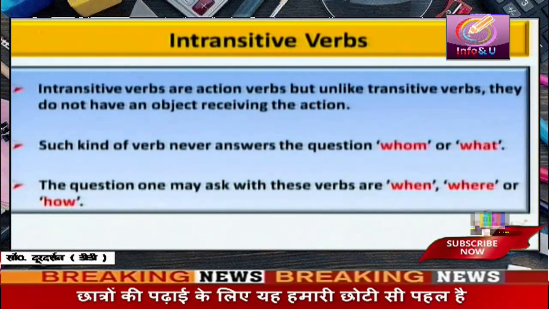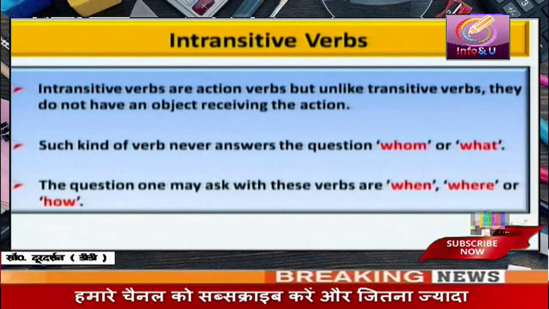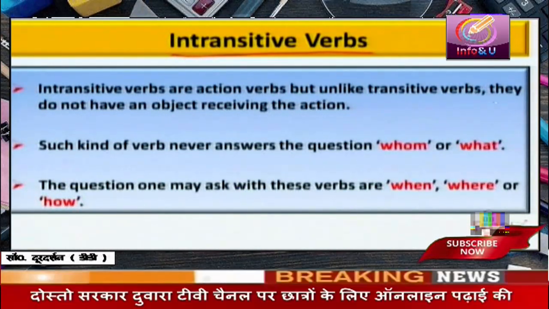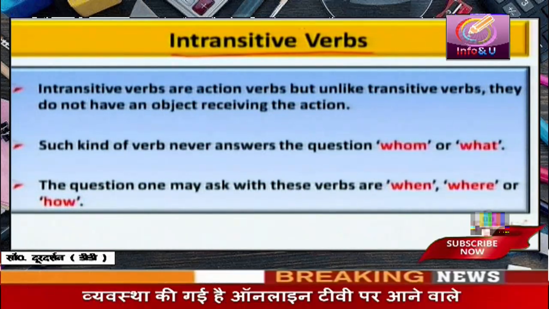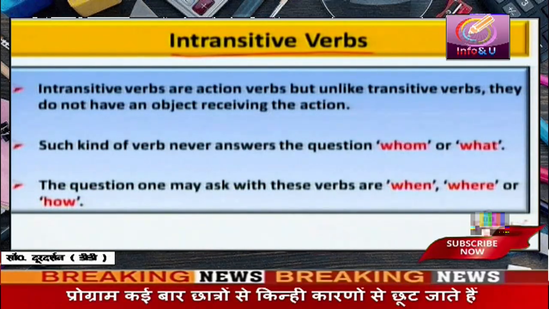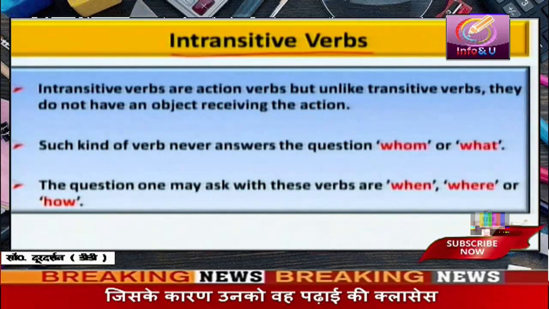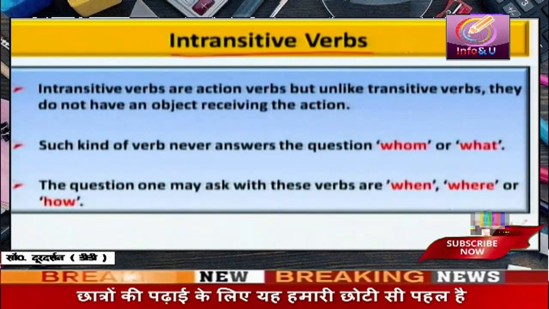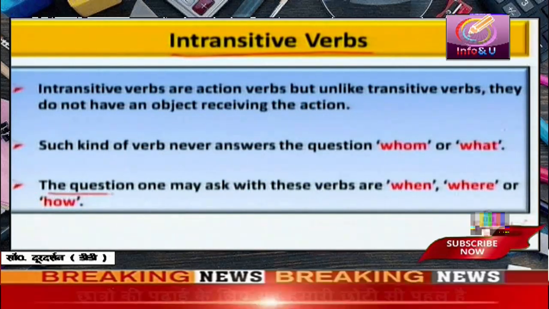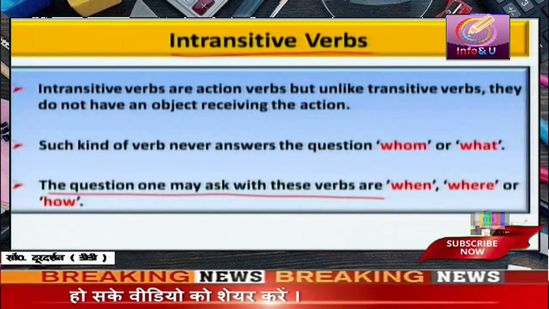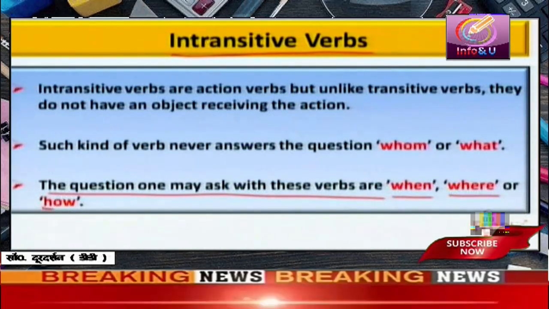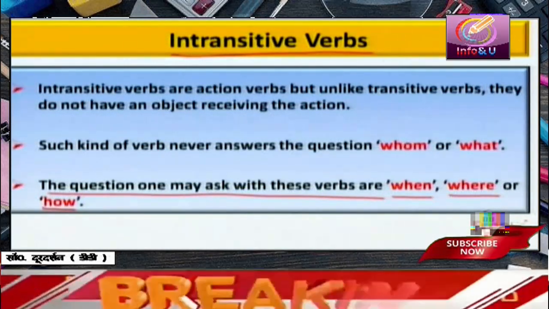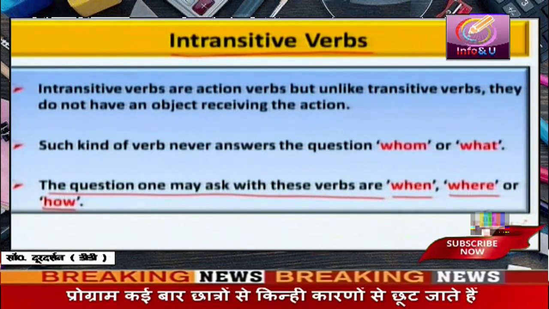Next is intransitive verbs. Intransitive verbs are action verbs, but unlike transitive verbs, they do not have an object receiving the action. Such kind of verb never answers the question whom or what. The question one may ask with these verbs are when, where or how. Once again I repeat this sentence. The question one may ask with these verbs are when, where or how.